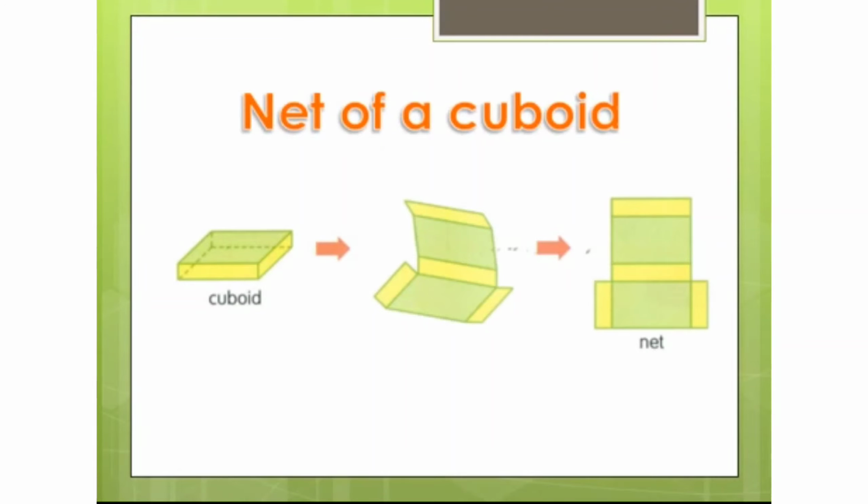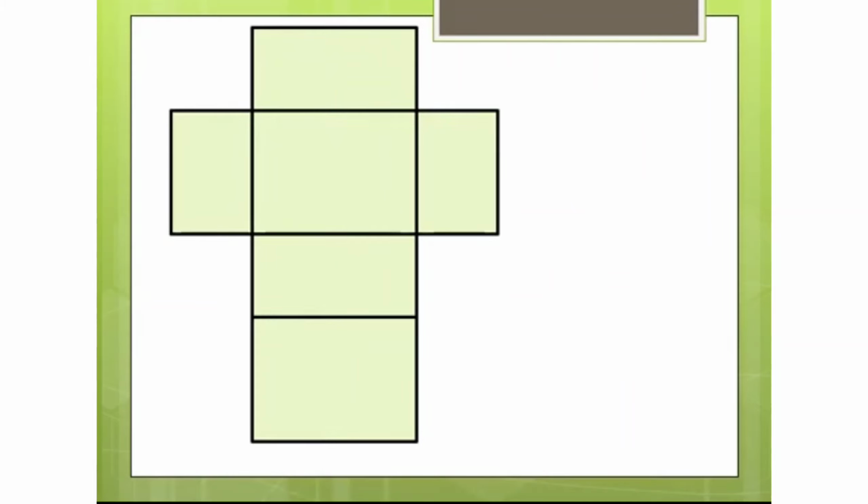Look now how I'm opening the cuboid. When I open it and stretch it, it's like this. So this is the net of the cuboid. Look here. We have this rectangle face, another rectangle face. This is the bottom and this is the top. This is the back and this is the front. And this is the right side. This is the left side. Can you imagine it with me? Okay, so this is how it looks like. This is the net of the cuboid.